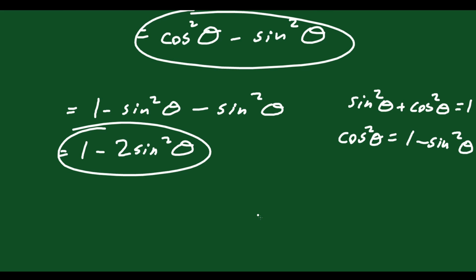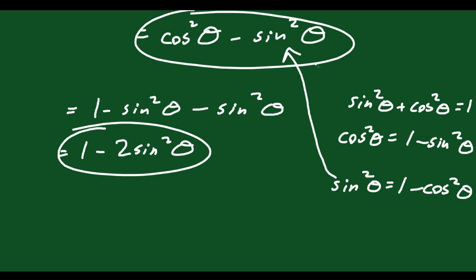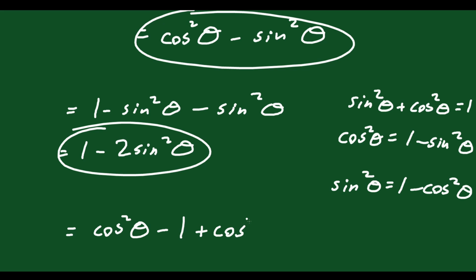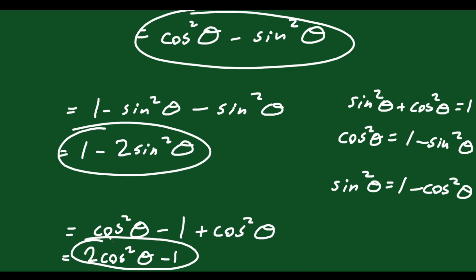But you could also isolate this for sine squared instead, right? You could say sine squared theta equals 1 minus cos squared theta, and then plug that in for sine squared. If you did that, then you would get cos squared theta minus 1 plus cos squared theta, which becomes plus because it's minus minus. And that would become 2 cos squared theta minus 1, and that's the third definition for cos of 2 theta. So that's where those all come from. That's how you can find those.